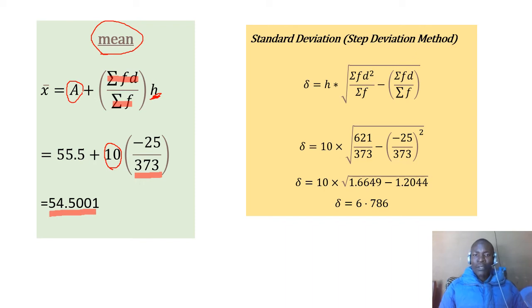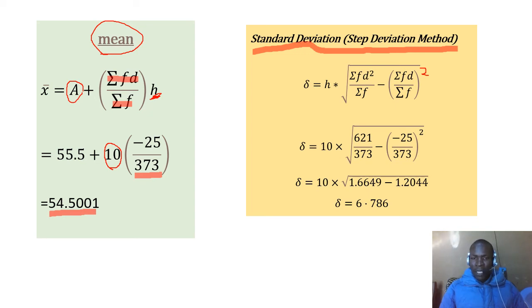Now when we are looking at standard deviation, our formula for standard deviation we said is class width times the square root of summation of fd squared all over summation of f minus summation of fd all over summation of f. All that should be squared there. Very well. Now once you state your formula, your task is substituting the values in your formula.